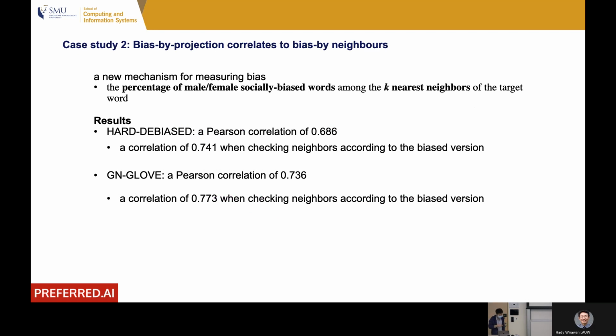The second experiment is that they measure the gender bias by the percentage of male and female socially biased words among the nearest neighbors. They found that hard debias has a correlation of nearly 0.7, and GN GloVe more than 0.73. This means that the gender bias is also contained in the nearest neighbors in both word embeddings.